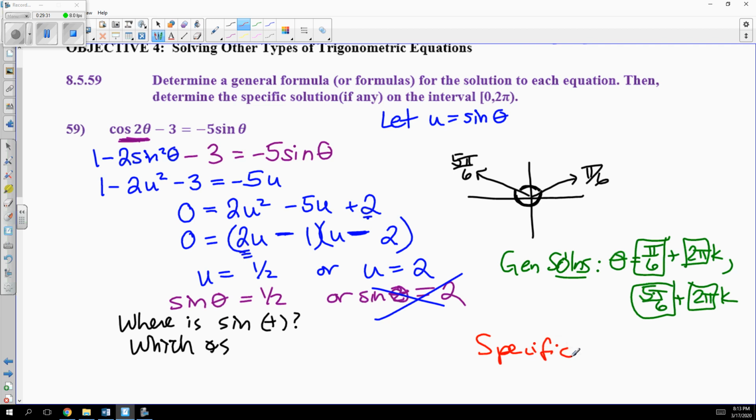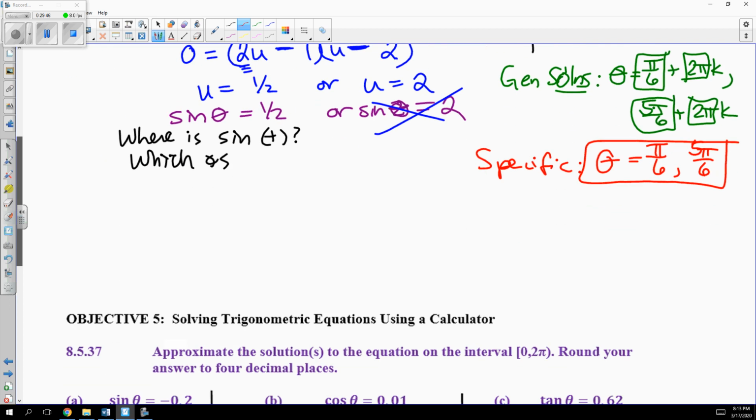sometimes it's only going to ask you for specific. So just be careful, don't do more work than you need to. If it only asks you for specific solutions, it's a lot easier. And that's going to be theta equals pi over 6 and comma 5 pi over 6. Okay, I don't think you're going to have to type in the theta at all.